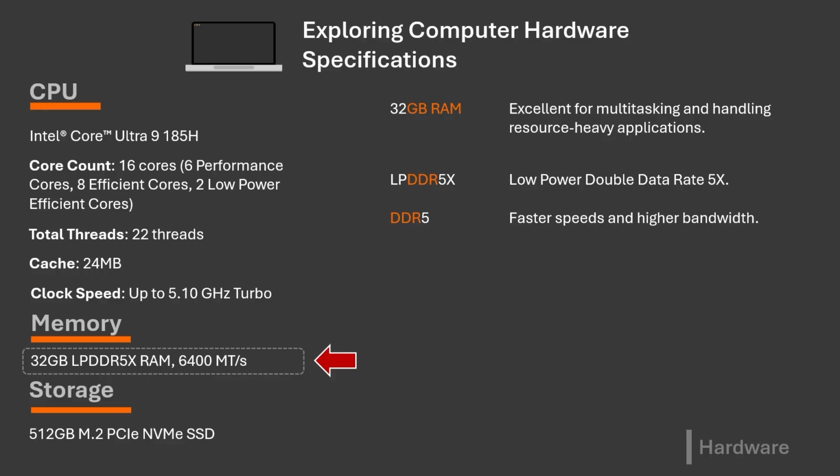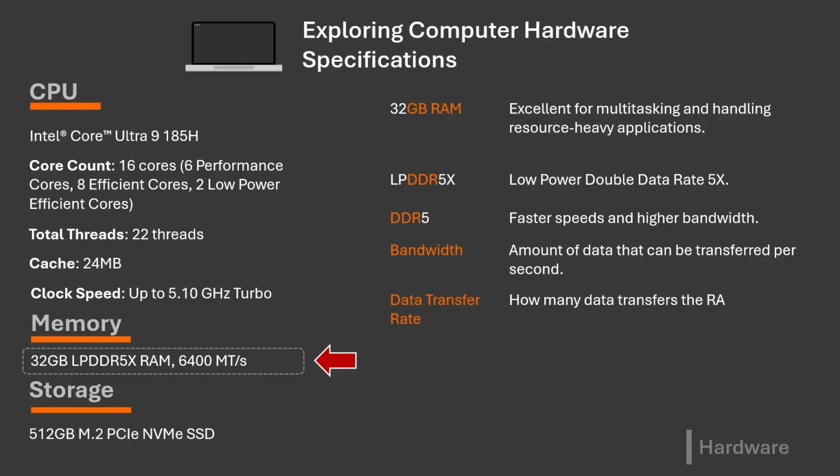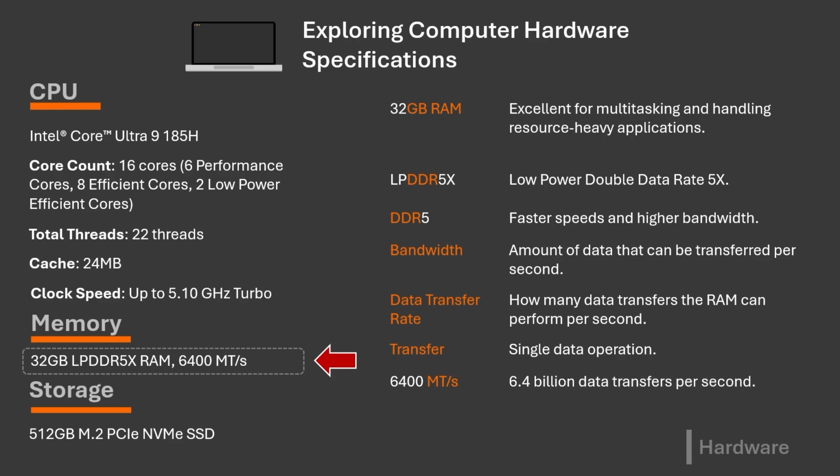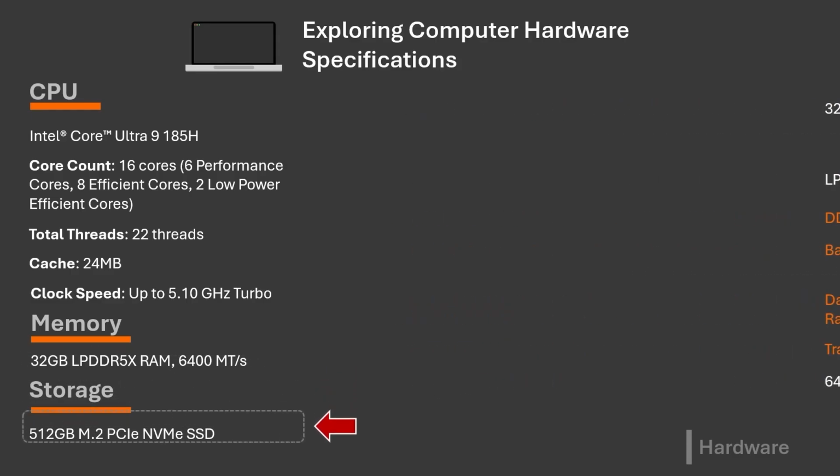And a quick side note, bandwidth refers to the amount of data that can be transferred per second. A similar concept to bandwidth is data transfer rate, which measures how many data transfers the RAM can perform per second. And a transfer is a single data operation. So the 6400 MT/s refers to the data transfer rate of RAM, meaning it can perform 6.4 billion data transfers per second. Higher data transfer rates enable quicker data retrieval, resulting in faster application loading, smoother performance in complex tasks, and better multitasking capabilities. And let's move on to the storage breakdown.